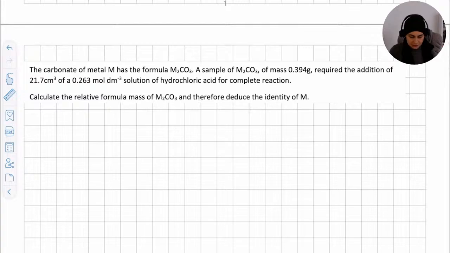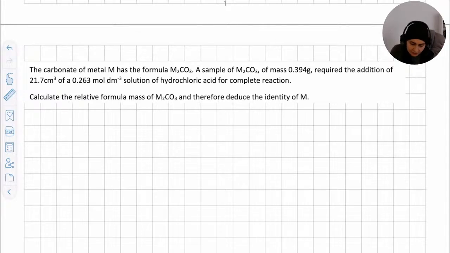Then, next question. The carbonate of metal M has the formula M2CO3. A sample of M2CO3 of mass 0.394 grams required the addition of 21.7 of a 0.263 mole per cubic decimeter solution of hydrochloric acid for a complete reaction.